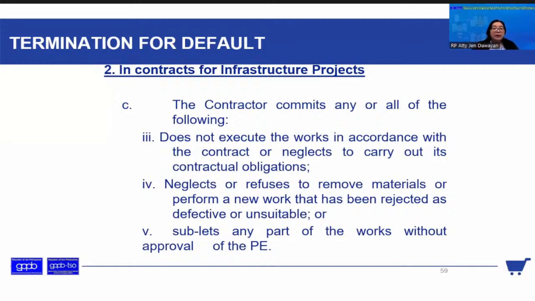Unsuitable works, no? So for example, it was determined that he has to remove and replace certain items for an infrastructure project, but he refuses. And then he subcontracted without any approval by the procuring entity. So he should get approval, under the rules.